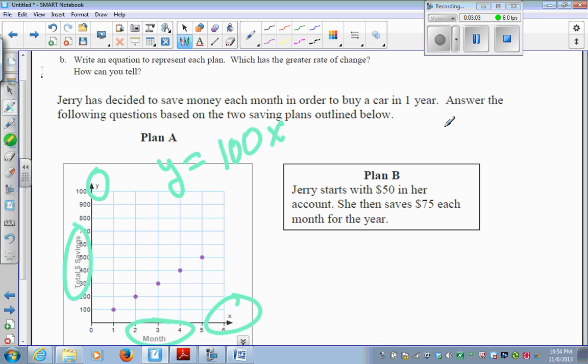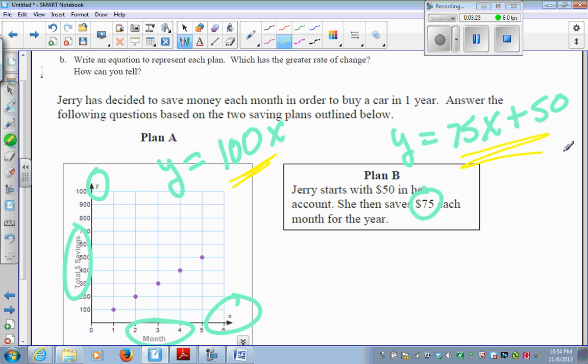For Plan B, Y, the amount that you save, remember, because savings is Y, is going to be equal to $75 each month, so 75 times X plus the original 50 that she started with. Some of you guys, when it asked for an equation, you did this part, but you didn't put an equal sign. I was very lenient this time, and I still gave you guys credit, but technically you would have been wrong, because if you don't include an equal sign, that's an expression, not an equation. So be careful the next time.